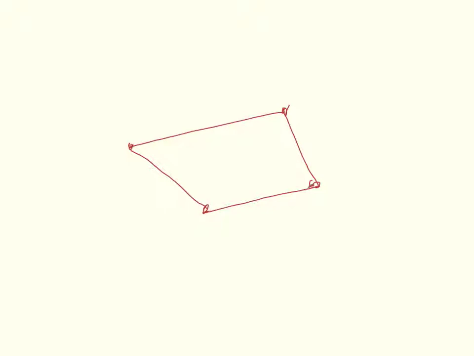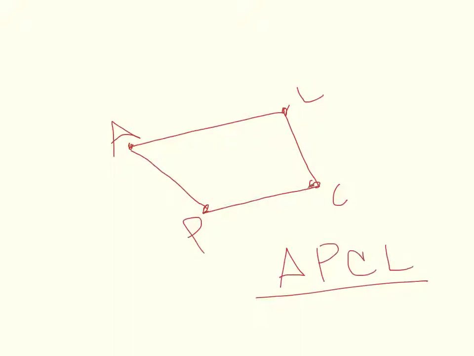Well, all the points have letters. This point we might say is A. This point is L. This point is C. And this one is P. So you might call this quadrangle A, P, C, L.